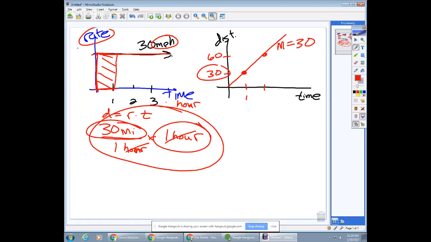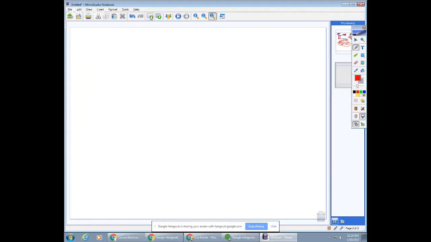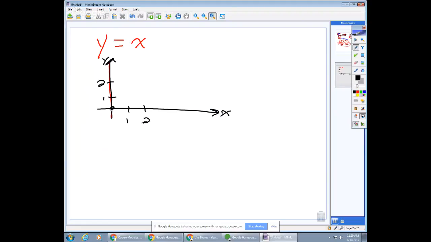Okay, so let's try something simpler. Let's take a look at the function y equals x. Graphing that is pretty straightforward. We have the point (0, 0) and the point (1, 1) and the point (2, 2). So we get a line that looks pretty much like that. And so what we're going to take a look at is some approximations. We'll just do a simple example first, then we'll do something more complicated.